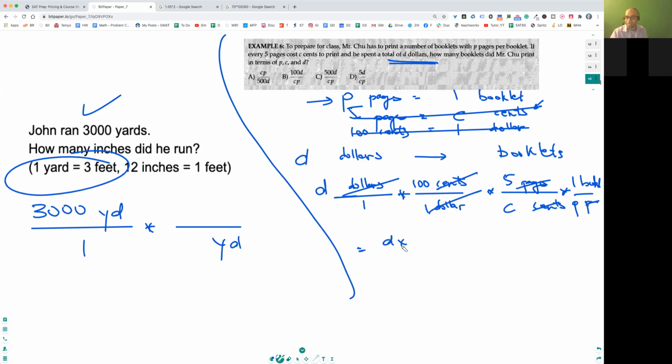So you've got D times 100, and this is a hard problem, guys. You don't have to understand this, only if you want anything above 700. So it's D times 100 times 5, which is 500, D times 1, which is just D, over C times P.